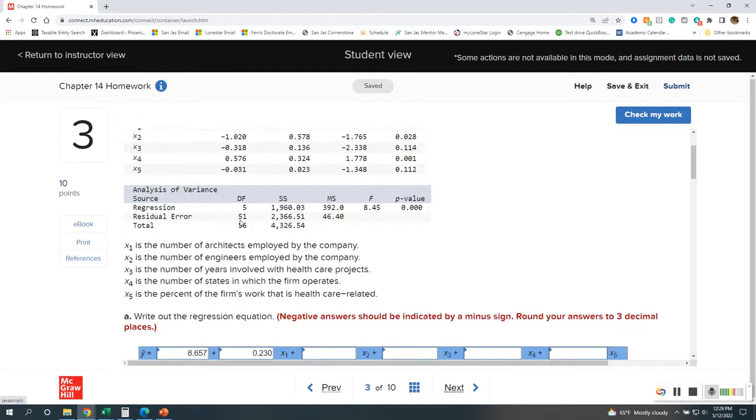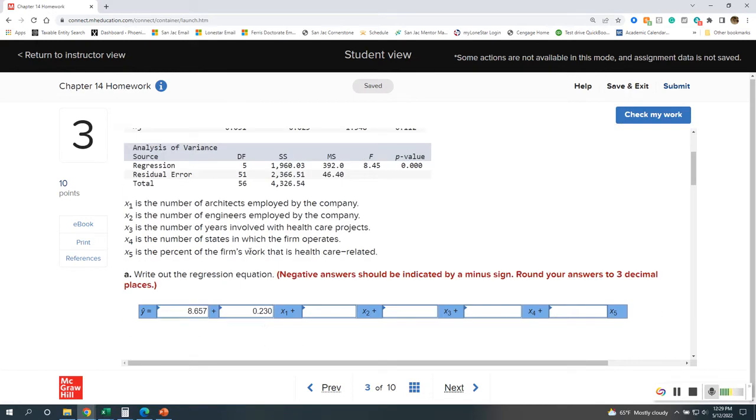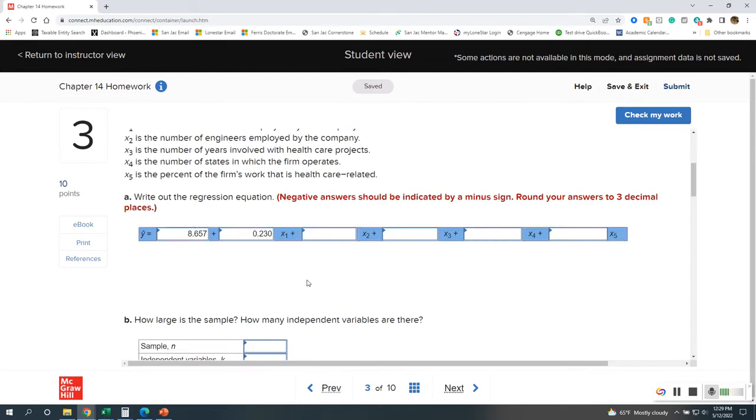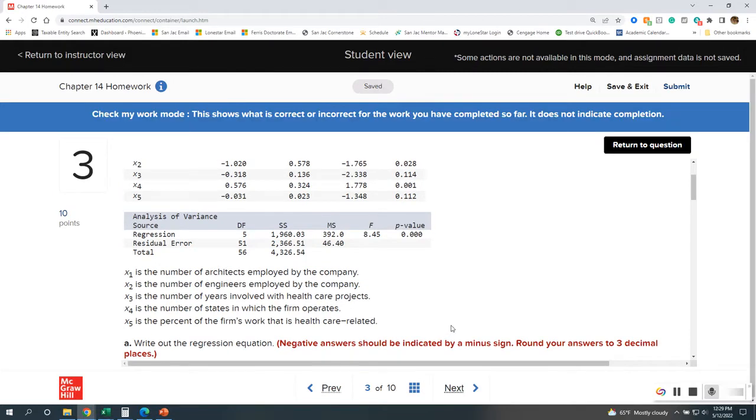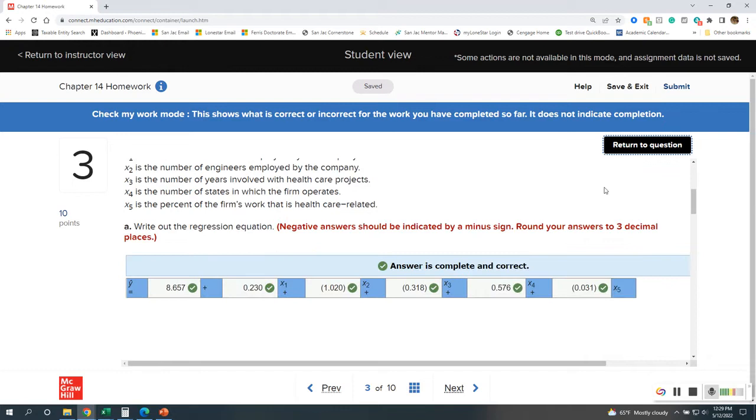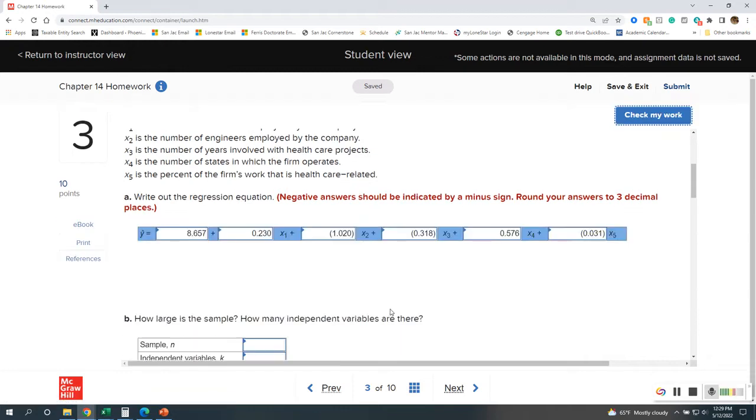You see x1, that's its slope. And yes, it's going to yell at me for the decimal places a couple of times. Then we have negative 0.318, 0.576, and negative 0.031. Again, you can check. And there's all the answers. Okay, fine and dandy.